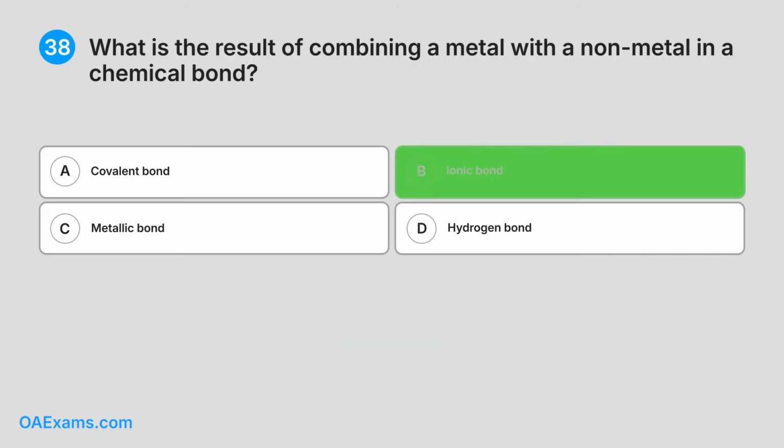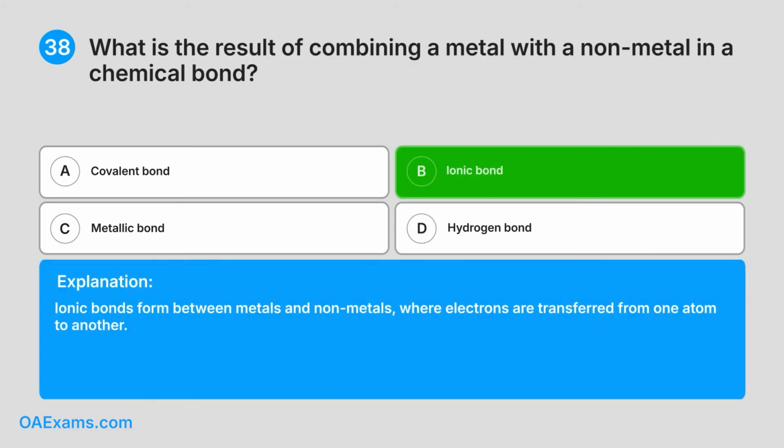Correct answer: B. Ionic bond. Explanation: Ionic bonds form between metals and non-metals, where electrons are transferred from one atom to another.